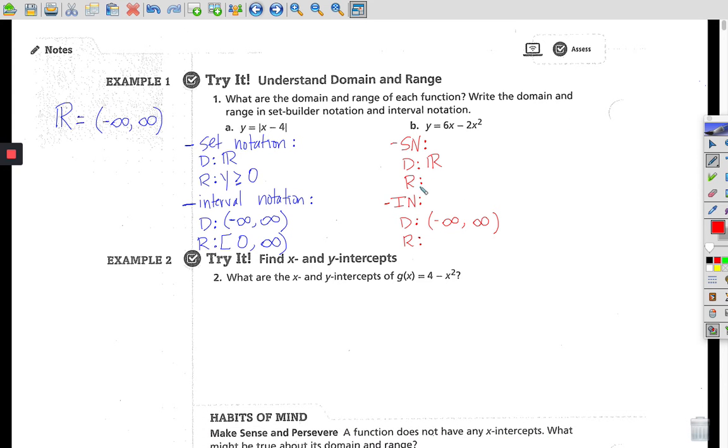So since 4.5 is my largest y value, that means all the others have to be less than or equal to 4.5. So that means my smallest y value would have to be negative infinity, and my largest y value would be 4.5.